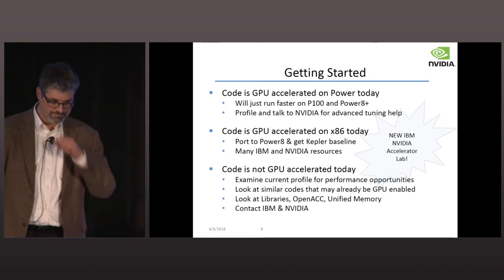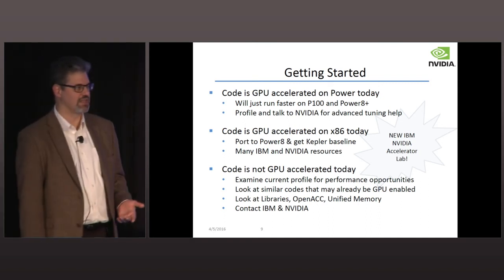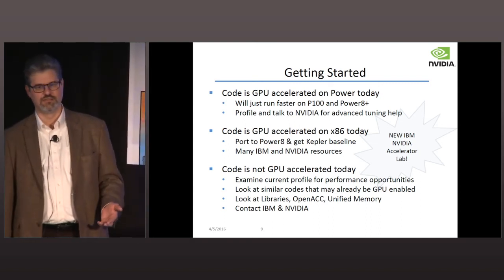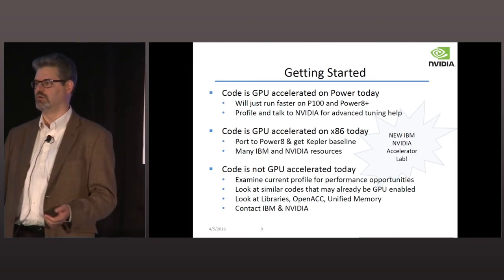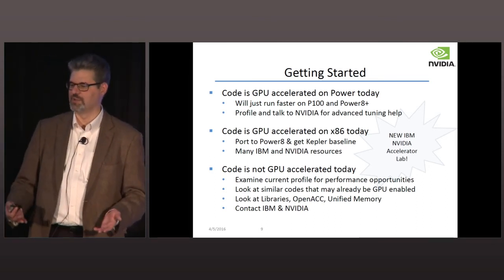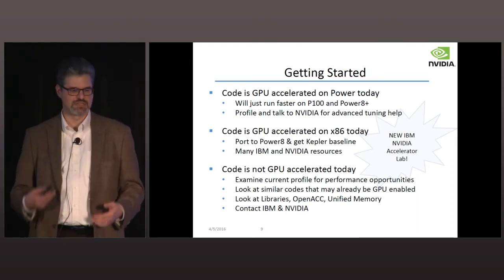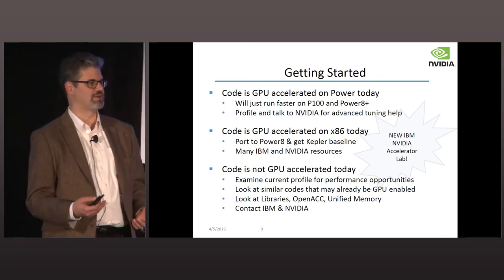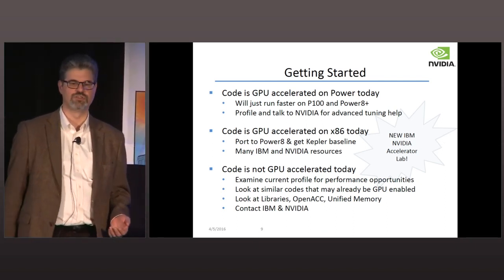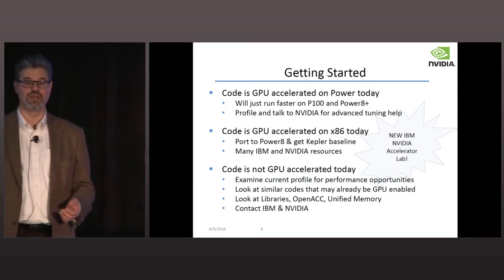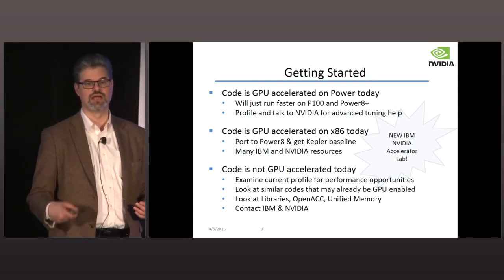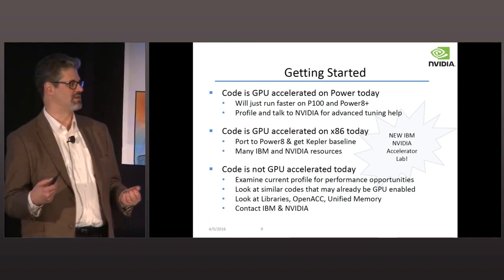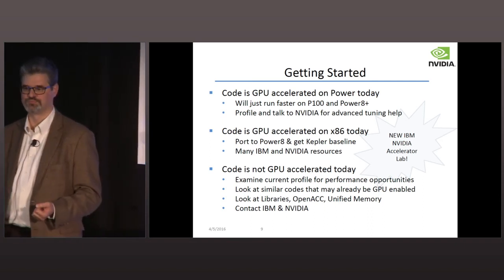It's good. If you have GPU-accelerated code and you're on x86 today, make the effort to move it to Power now. Go ahead, get a Power and Kepler system. Get a performance baseline. You can actually then do some quick projections based on even these performance numbers I've given you, and get a pretty good idea for what that performance is going to look like when you get a Power 8 Plus system with Pascal.